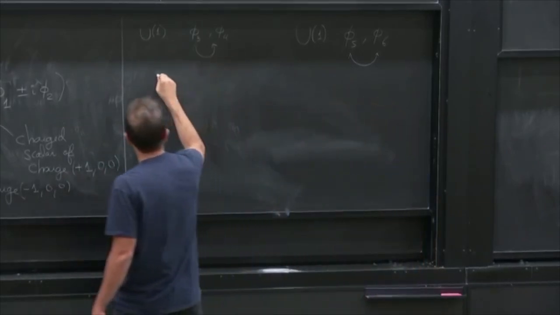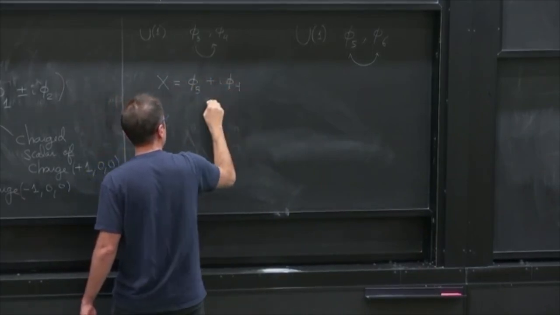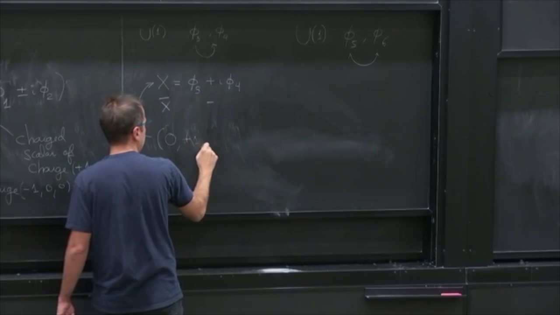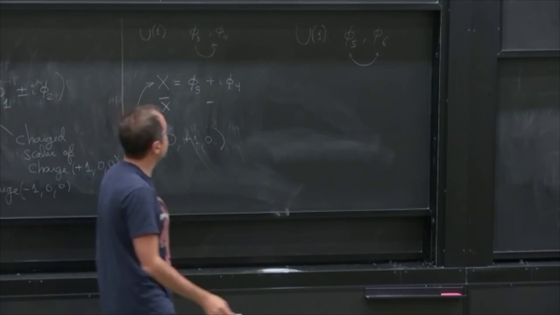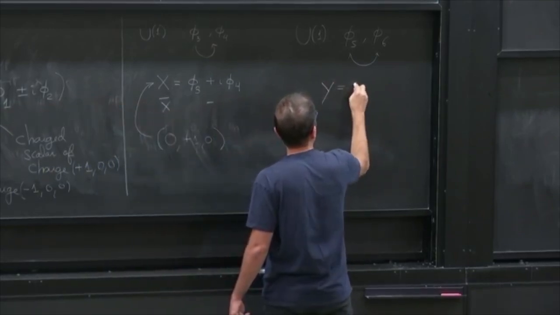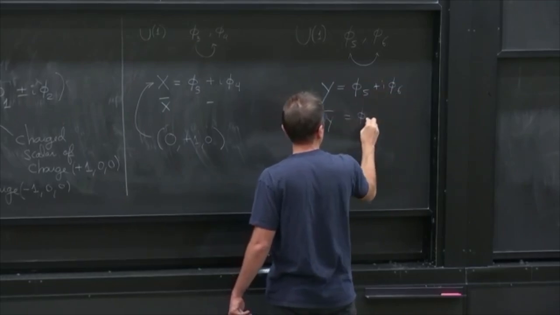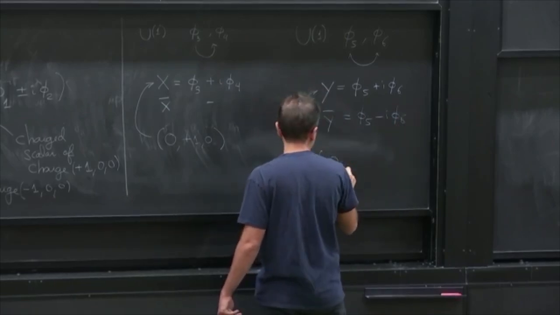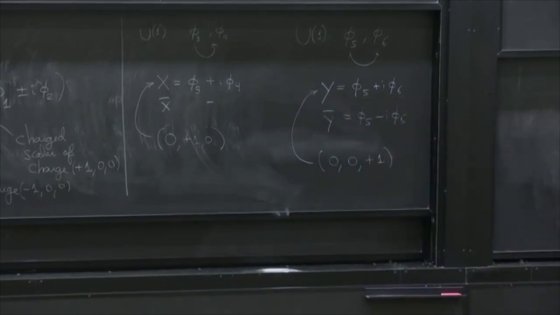And then we could define some scalar X to be phi_3 plus i phi_4, and similarly X bar. And this one would have charge 0, plus 1, 0, because it has charge under the second U(1). And finally, we could define some Y that would be phi_5 plus i phi_6, and some Y bar that would be phi_5 minus i phi_6. And then these Y's would have charge 0, 0, plus 1, where these three labels are the values of the three Cartans.